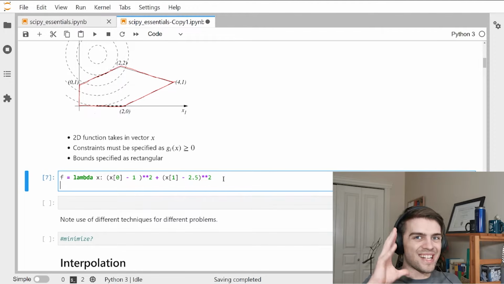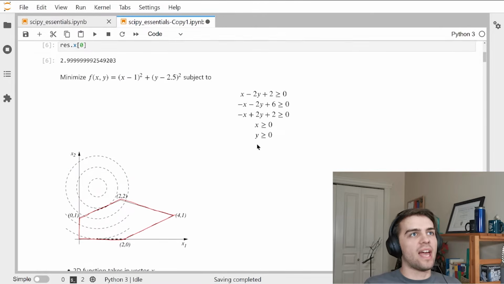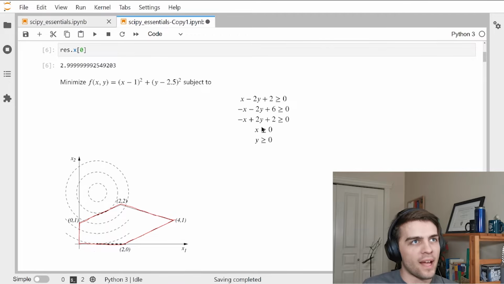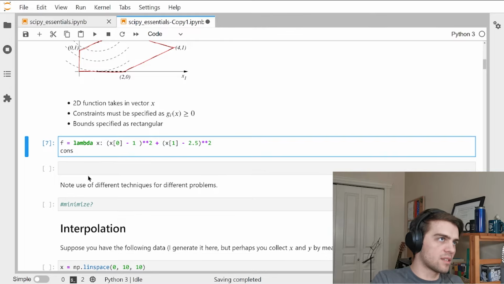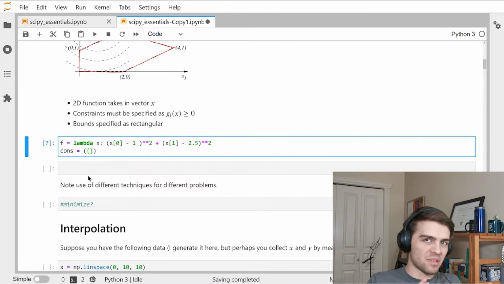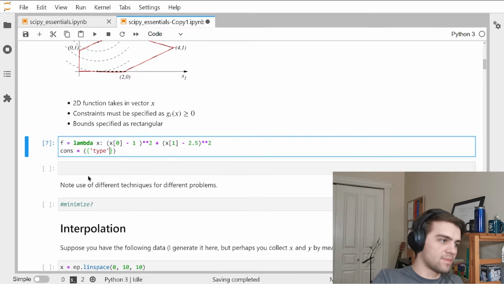So the first thing I need to do is define constraints. And there's 5 constraints here. Now, these ones are actually pretty easy. For this, I can just give rectangular bounds. I'll show how to do that. But the main constraints that are tough are the first 3 up here. So let's define these constraints. I'm going to call it CONS. And it's a tuple of dictionaries. It's a little bit complicated of a data type. But I'm going to call it type. And it's an inequality type.